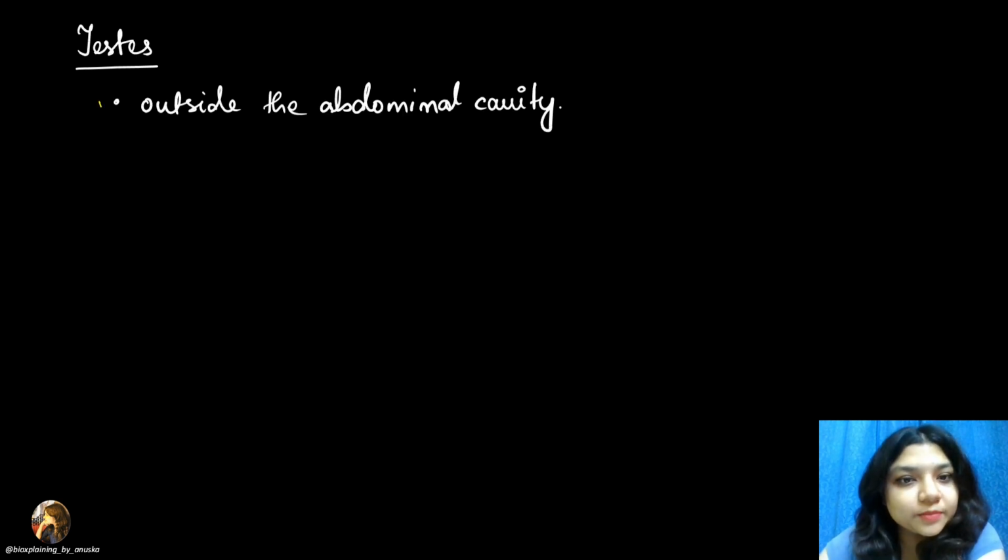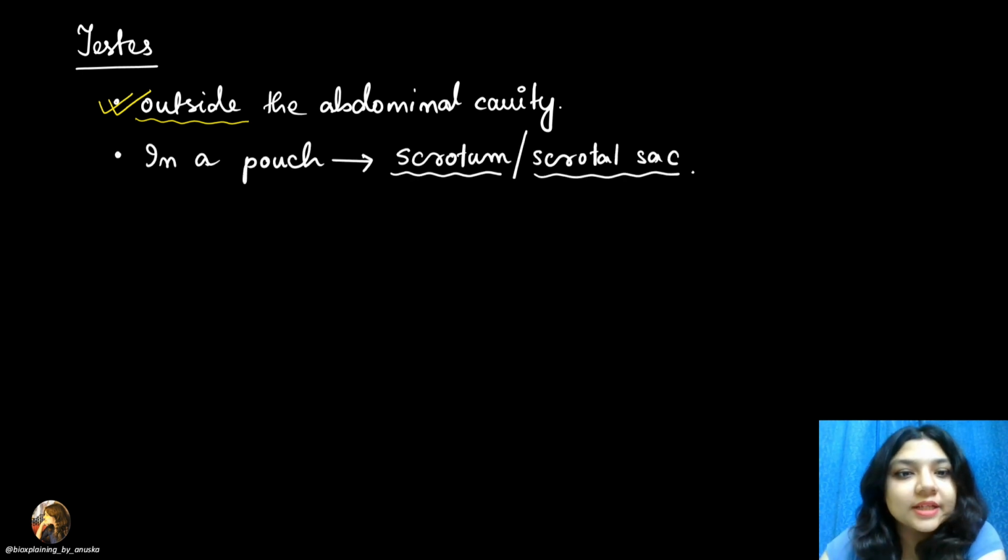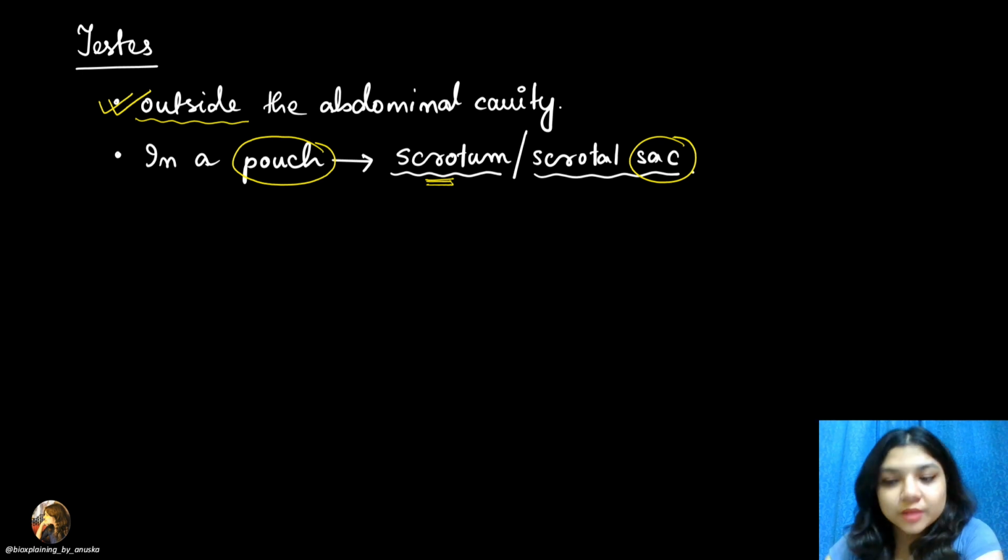Now, let's start discussing these different structures one by one. First comes the testis. The testis is present outside the abdominal cavity. That means it is not present inside the abdomen. It is present in a special pouch or sac-like structure known as the scrotum, right? So the basic question is, what is the necessity that it is not inside the abdomen, and has to be outside in a special sac?